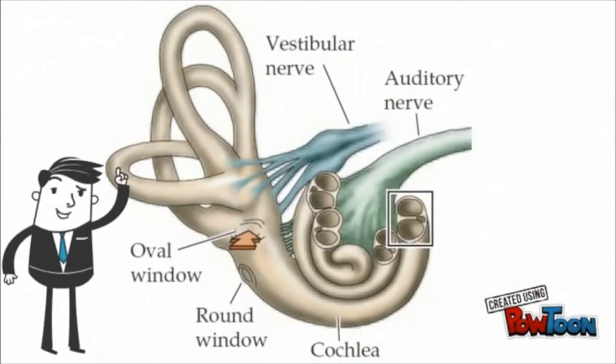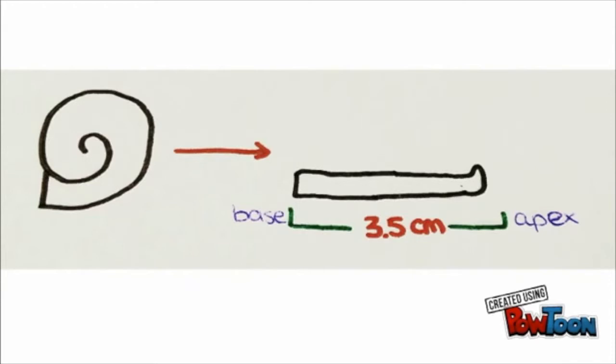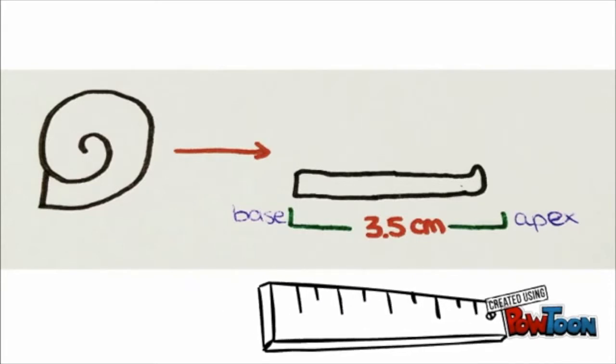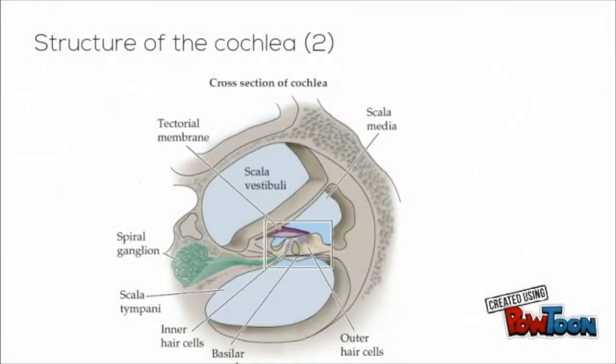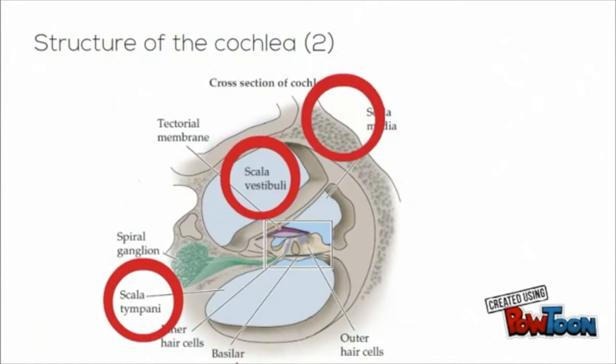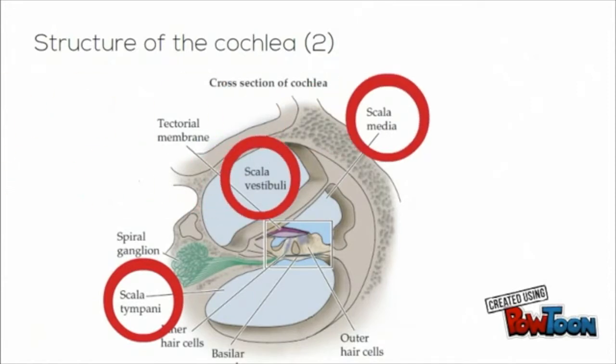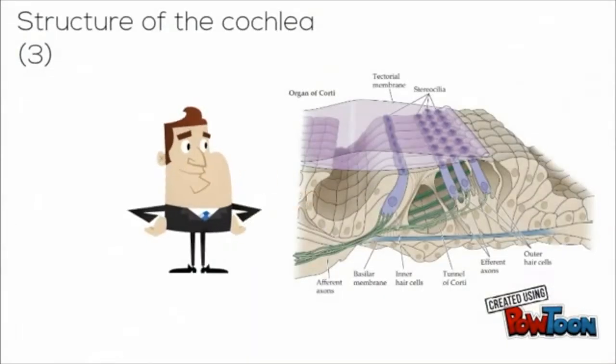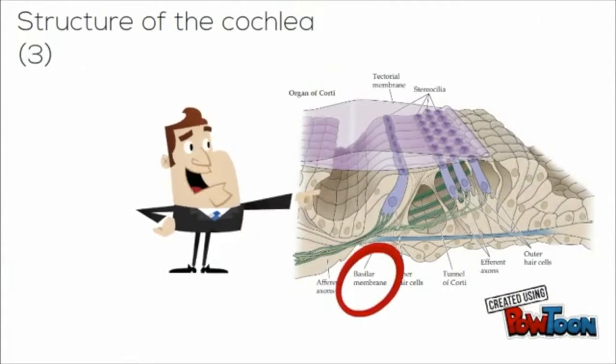This is the inner ear, and it mainly consists of the cochlea. If you uncoil the cochlea, it is 3.5 centimeters long. The cochlear partition almost completely bisects the cochlea. The partition divides the cochlea into the scala tympani and the scala vestibuli. The scala media runs within the cochlear partition. The cochlear partition supports the basilar and tectorial membranes.